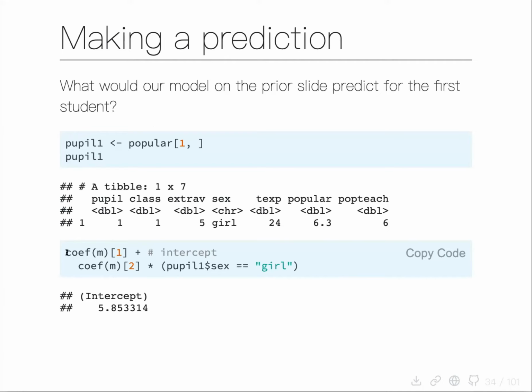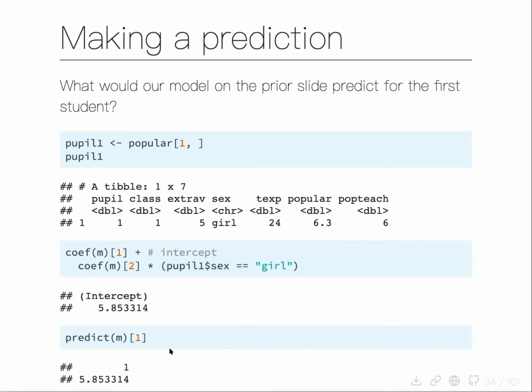So we could do something like this. We could say coef m, which is going to give us a vector of length 2 in return, but I'm going to grab just the first one, which is the intercept. Then I'm going to add to that the coefficient for M2, or the second coefficient. And then I'm going to multiply that by whether or not pupil one sex is equal to girl. Okay. And so pupil one is just this data frame of length 1. And so this is actually going to just return true, which gets coerced to 1. So we're multiplying this coefficient by 1 to say, yeah, add it in there basically. And we get 5.85.